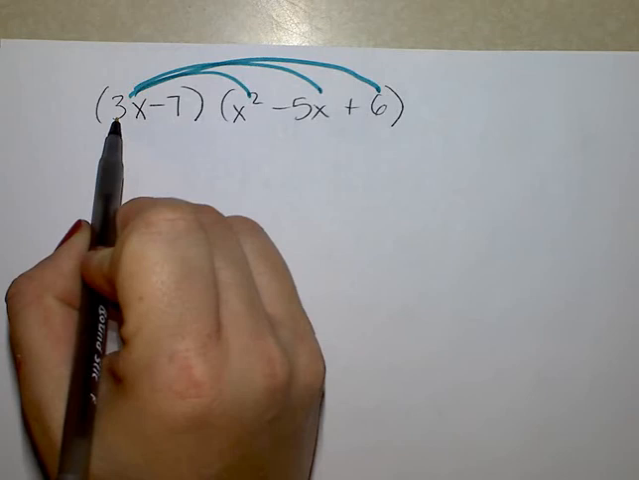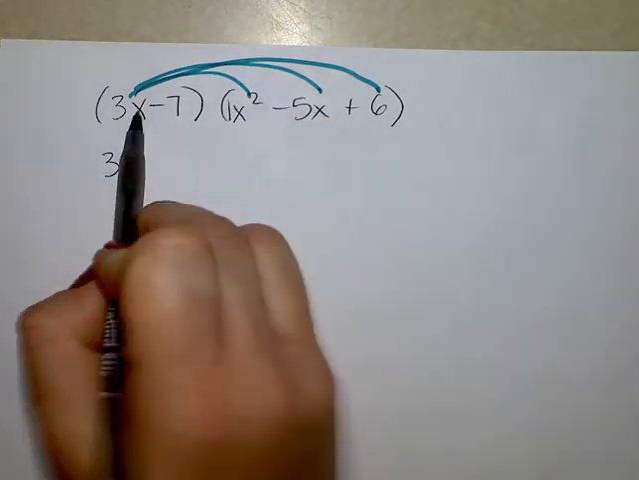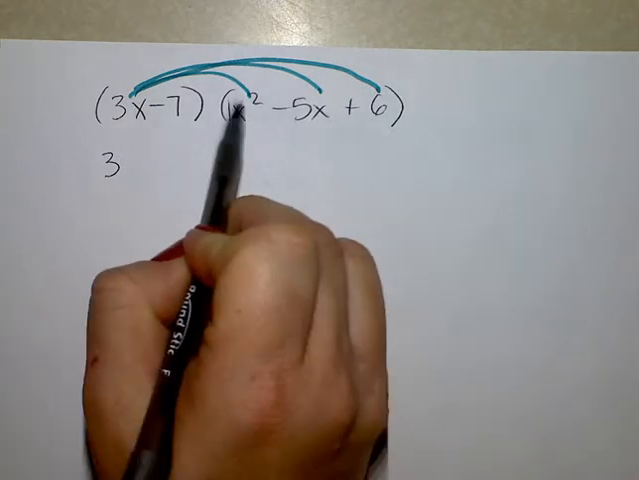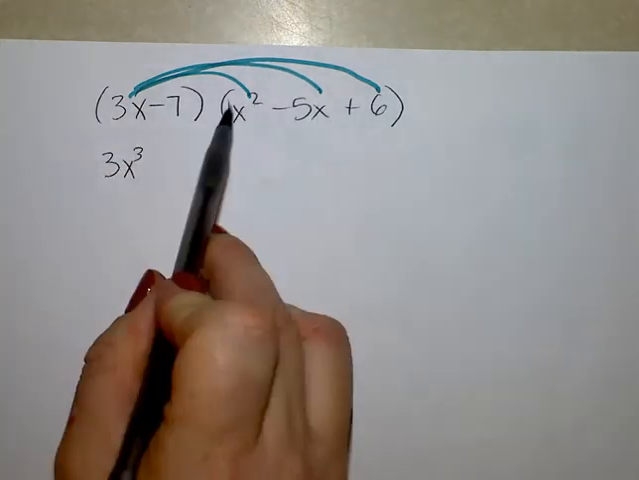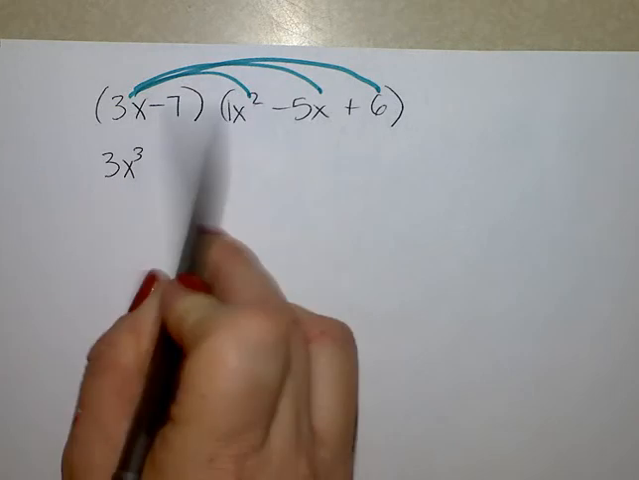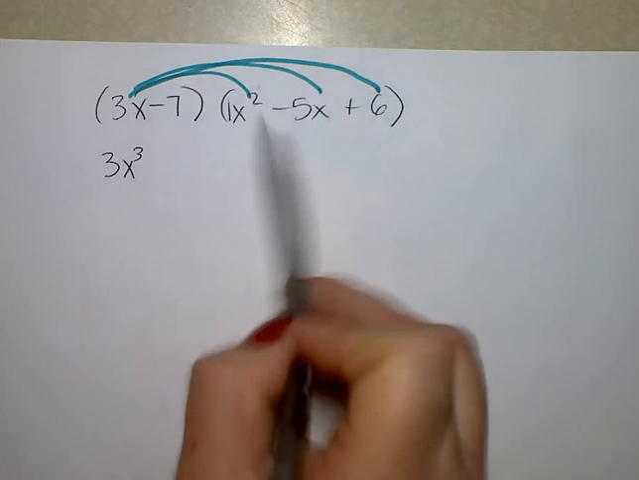3 times 1 is 3. And because we have the same base, we add the exponents. 2 and 1 is 3. Once again, 3 times 1 is 3, and there's a total of 3 x's here: 1, 2, 3.